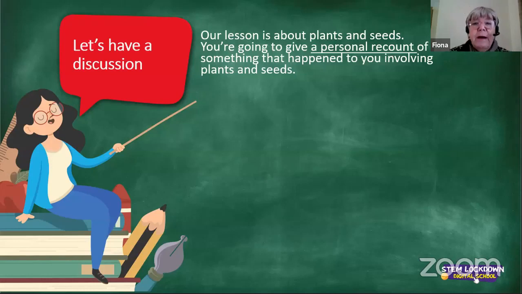So our lesson is about plants and seeds. And in this lesson, you're going to give a personal recount of something that happened to you in the past involving plants and seeds. It could have been something to do with flowers, something to do with a tree, something to do with growing seeds, something to do with plants. So you can be thinking about that as we go along.